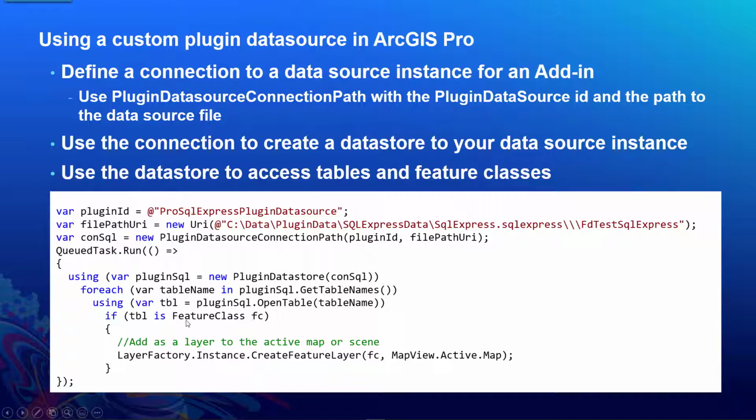And in this case, I just look at the table instance I get back and see if the table instance is of the type feature class. And if the table instance is of the type feature class, I can then use the layer factory instance to create a feature layer. I could have actually specified an else here and said, use the standalone table factory instance to create a standalone table in my map. But I don't have that here.